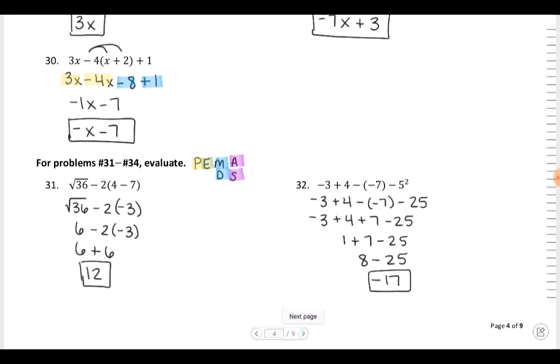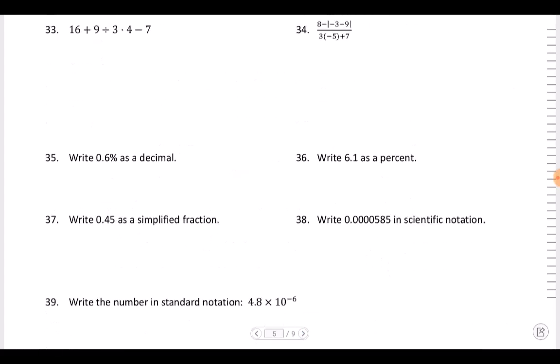So it looks like 33 and 34 are also evaluate problems. Okay, so more order of operations. Again, we look for grouping symbols, and in number 33, we don't have any. We don't have any exponents or square roots or absolute values to handle, so nothing to worry about there. So then we go into multiply and divide from left to right. So as I read left to right, I see, oh, there's a division symbol. Let me stop there. So 9 divided by 3, that's 3.